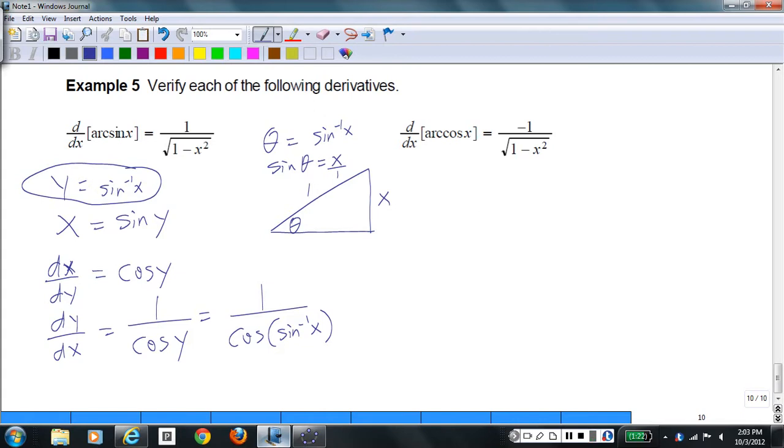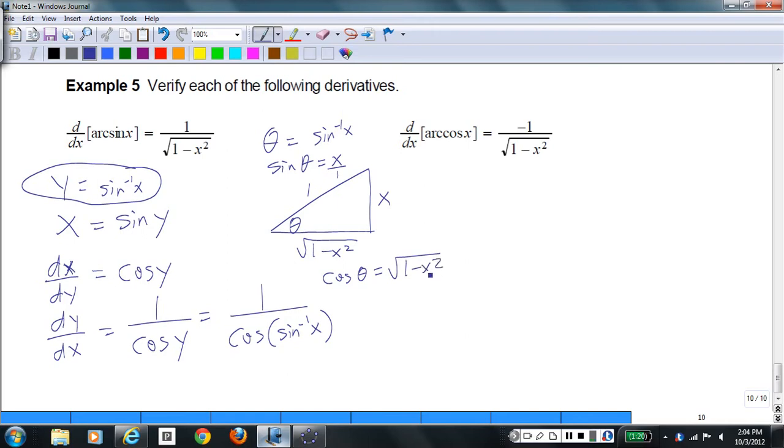What would be the length of the other leg? The square root of 1 minus x squared, 1 squared minus x squared. The square root of 1 minus x squared. And if that's the case, what is the cosine of theta? The square root of 1 minus x squared.